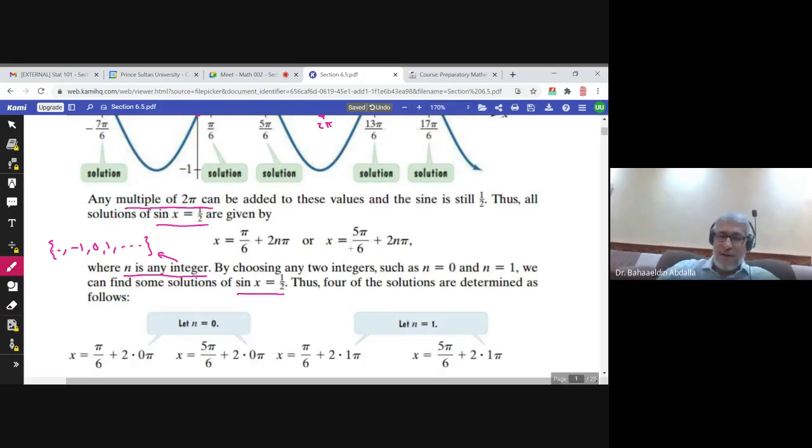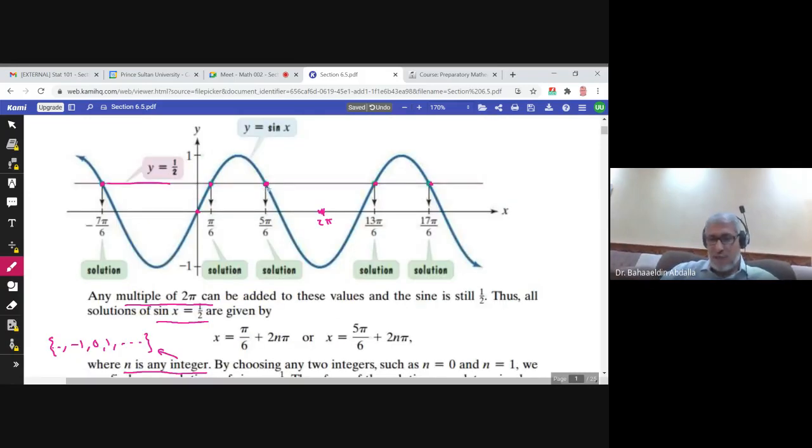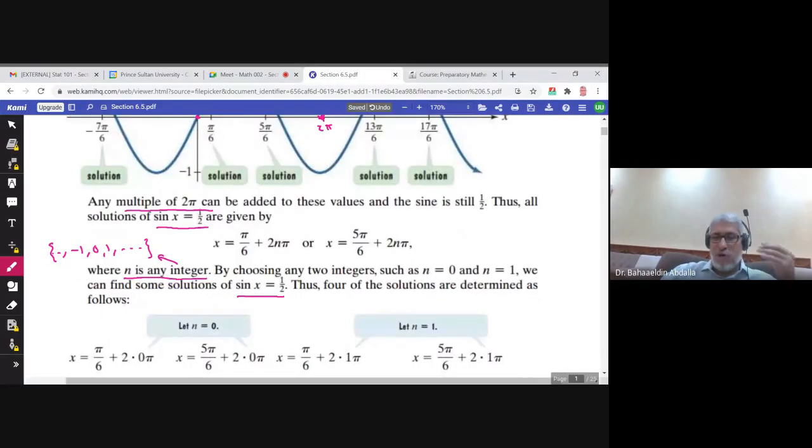Also, 5 pi over 6, which is the solution in the first revolution, in the first period, is a solution, so add 2n pi. So when the question is find all solutions of this equation, this would be the answer: pi over 6 plus 2n pi and 5 pi over 6 plus 2n pi, all of these are solutions.